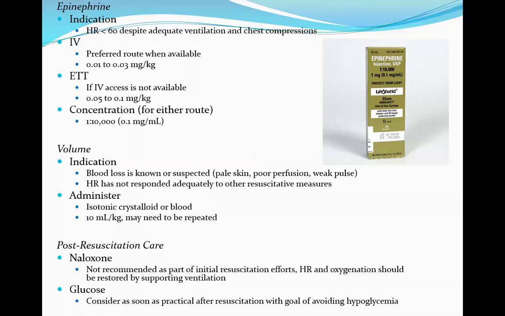There also are times where you need to administer volume. You consider blood administration if blood loss is known or suspected. If the patient has pale skin, poor perfusion, weak pulse, or by history, you know that there's been bleeding. Also, if the heart rate is not responding adequately to your other resuscitative measures. For volume resuscitation, like we talked about, blood or isotonic crystalloid, typically starting at 10 milliliters per kilo, which may need to be repeated.